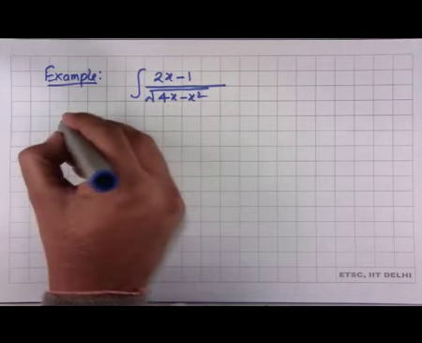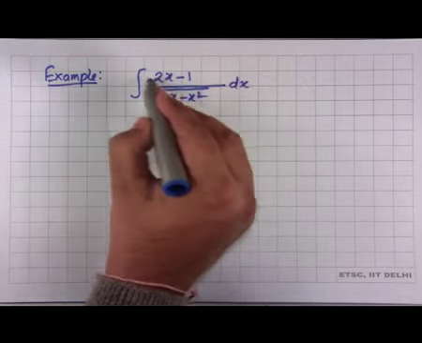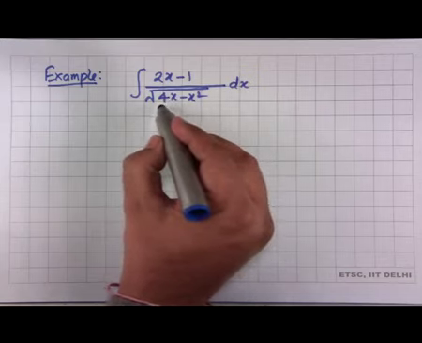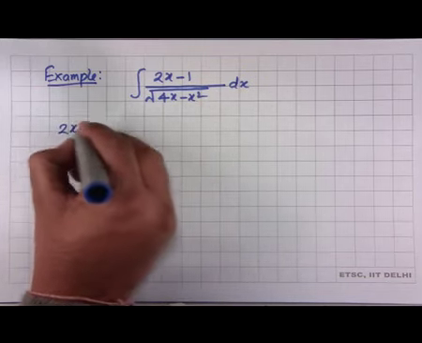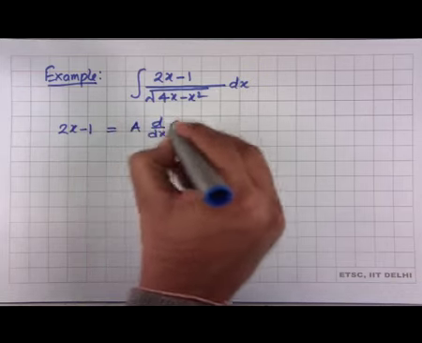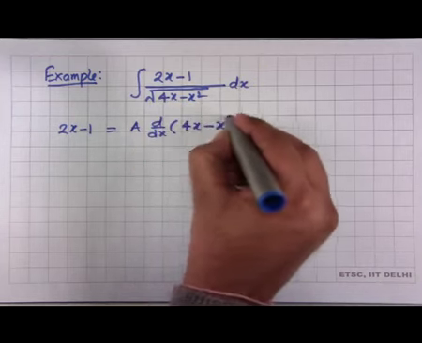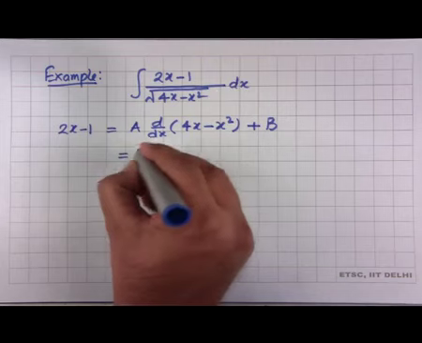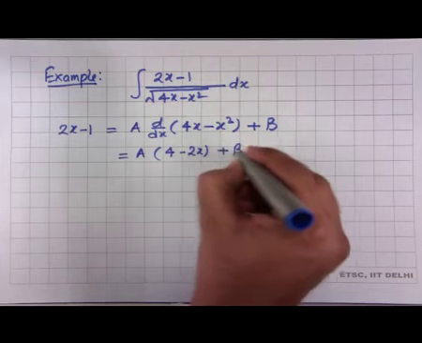As in the previous class I told you, in order to evaluate this, we write the numerator in terms of a specific combination of the derivative of the denominator plus a constant. So, we will write 2x minus 1 equals a times d by dx of the denominator function except the square root, so here it is 4x minus x squared, plus b. So, we will get a times 4 minus 2x plus b.